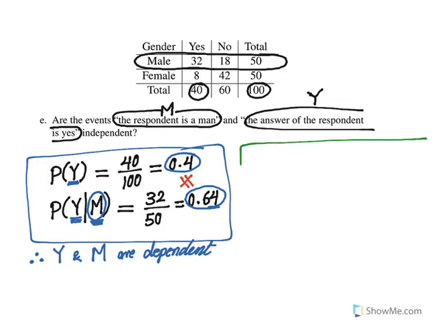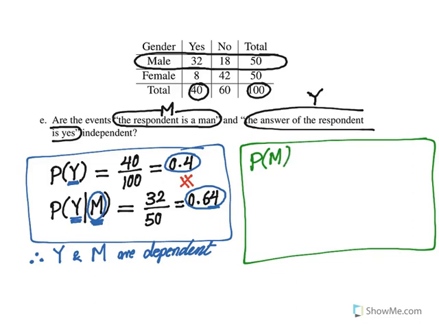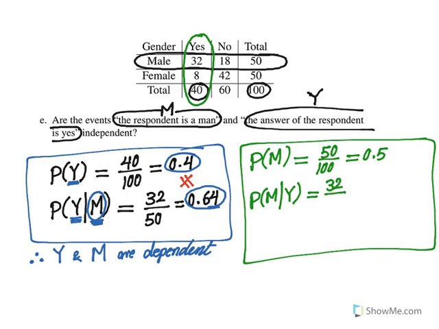Or what you can do is the opposite. You can say, what is the probability of male? The probability of male is, you can see, 50 males out of 100 people, which is 0.5. What is the probability of male given that the answer was yes? Now you look at answer yes. How many males do we have? 32. Out of how many people said yes? 40. And so this is equal to 0.8 or 80%. And again, you see that these two are not the same.